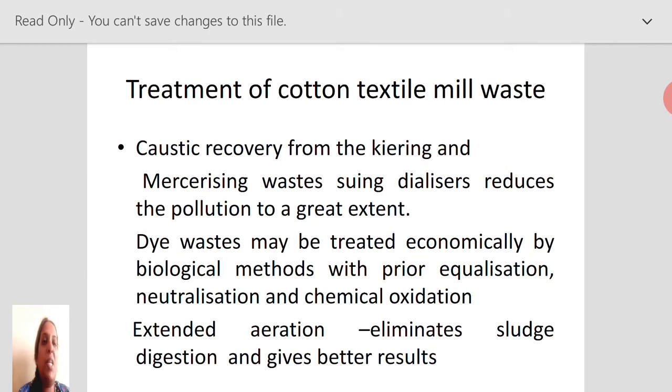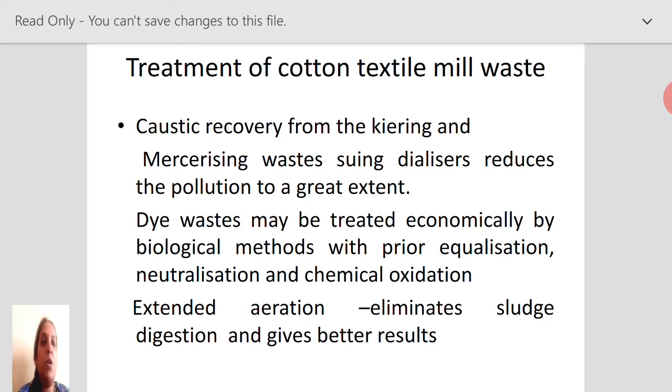So when you see the treatment of cotton textile mill waste, wherever it is possible, it is advisable to get the recovery, not only in a textile industry but in whatever the industry, that is the main aim of the industry. So here also we could get the caustic recovery from the carrying up division as well as mercerizing divisions using dialysis, so that it will be reducing the pollution to a great extent.